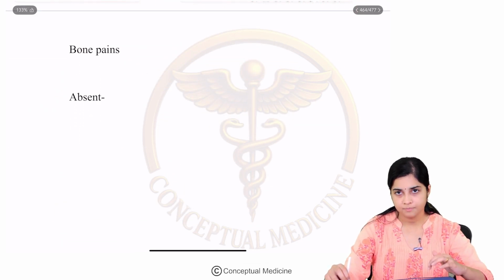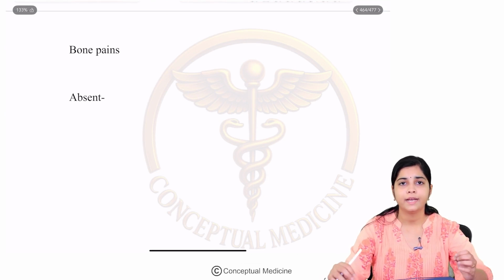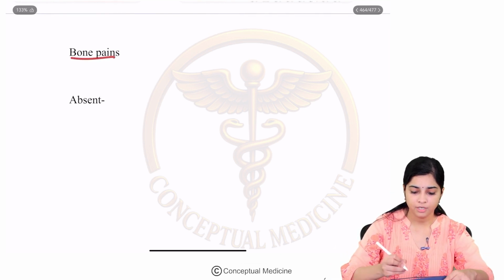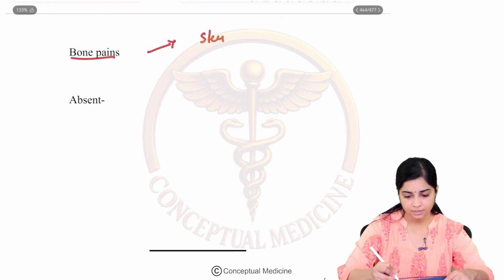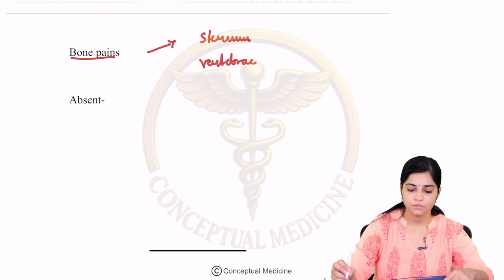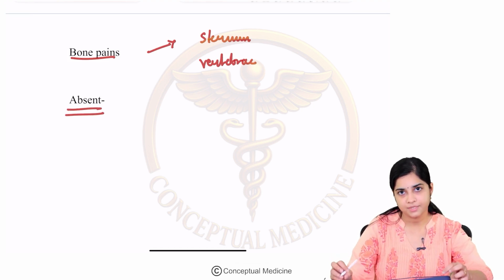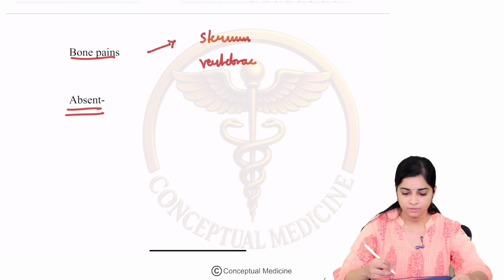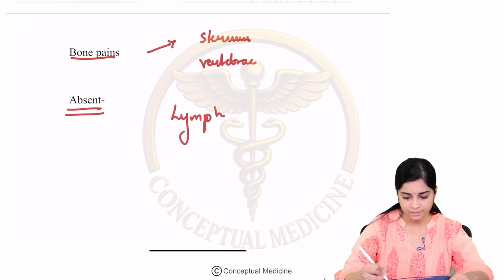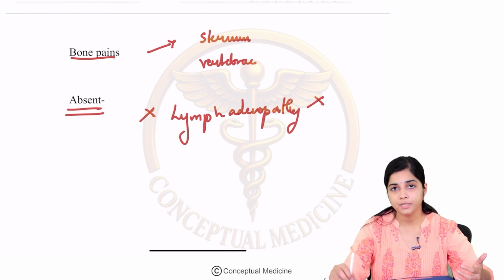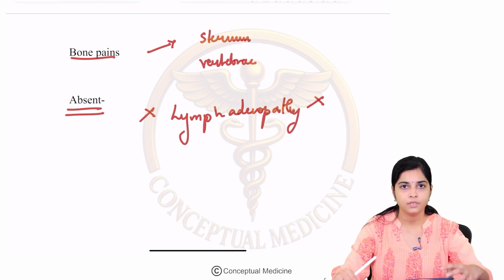Now apart from this, because of bone marrow expansion and severe malignancy, the bone marrow is hyperfunctioning, and hence you can have bony pains. The bony pains are predominantly found over the sternum and over the vertebrae. What is characteristically absent in a patient with acute myeloid leukemia is that you will not find evidence of lymphadenopathy. Lymphadenopathy is a characteristic feature of lymphomas and it is not found in acute myeloid leukemia.